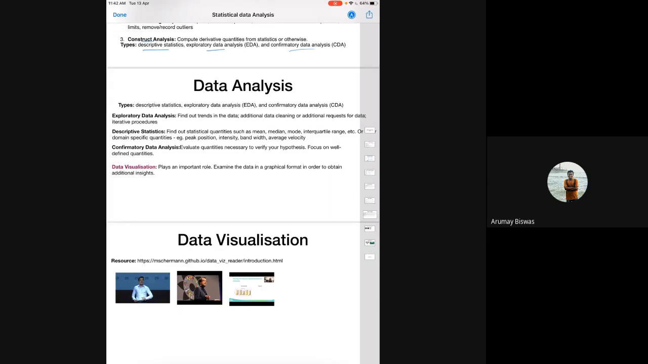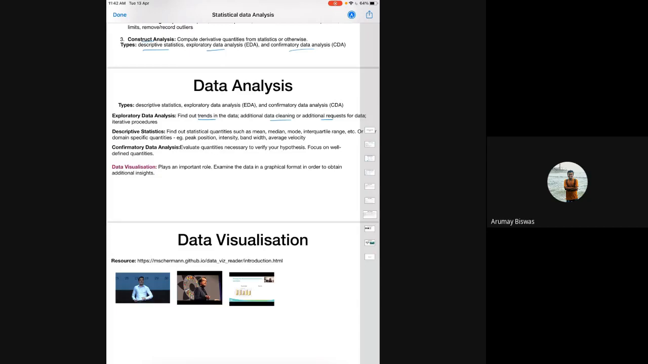So in exploratory data analysis, you find out trends in the data, okay? And when you identify these trends, it might help you in cleaning up erroneous data, or it might give you an indication that you need more data, okay? And this results in an iterative procedure. So you do a data analysis and you find gaps in your knowledge, so you go and collect more data, or you figure out what sort of data is turning out to be wrong and you leave them out.